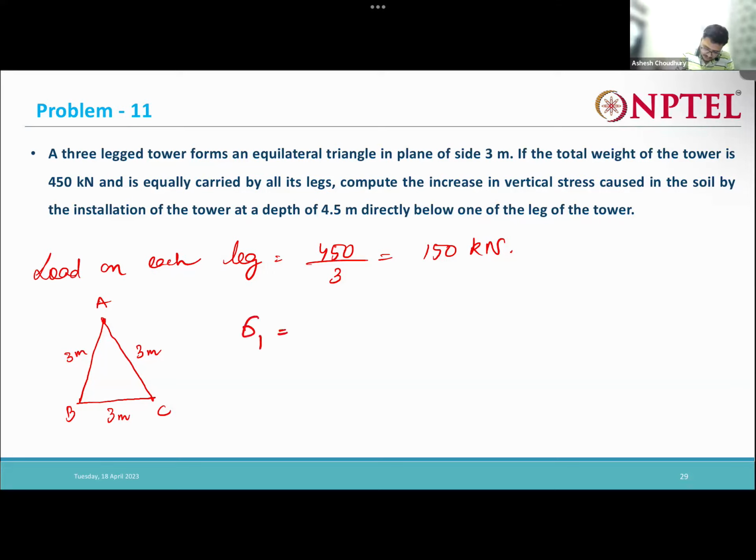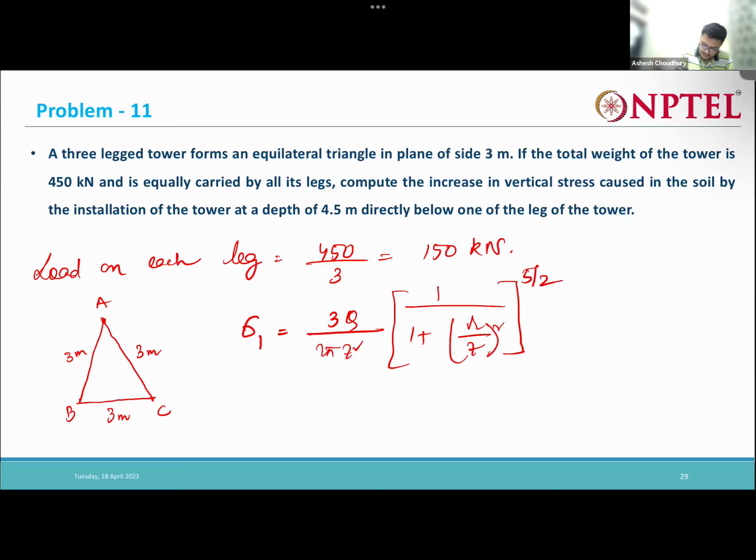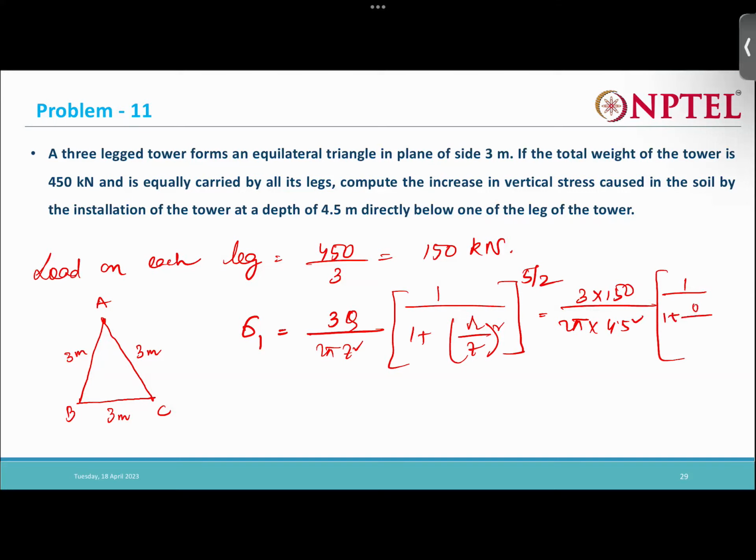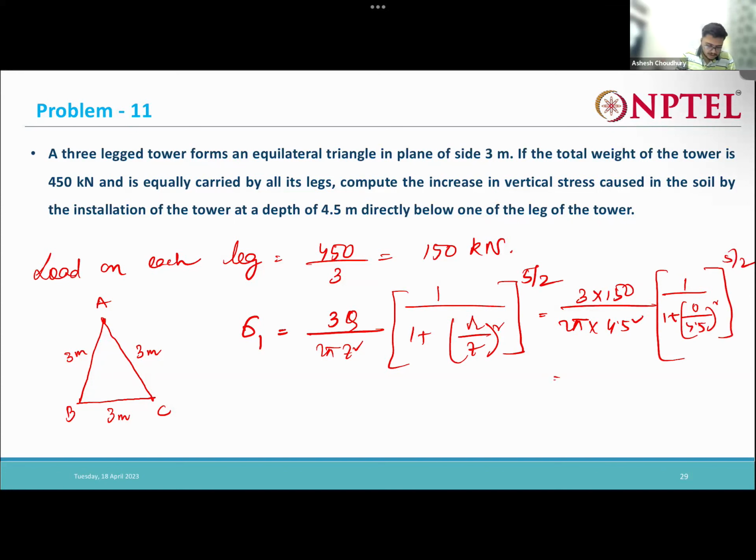Find it out first. So we'll use the same formula: 3Q by 2 pi Z square, by 1 plus R by Z square to the power 5 by 2. So 3 into 150 by 2 pi, by what is Z? Z is nothing but 4.5 square, by 1 plus what is R? R is 0. So 0 by 4.5 square, to the power 5 by 2. Okay. So please calculate this. Give me a second.